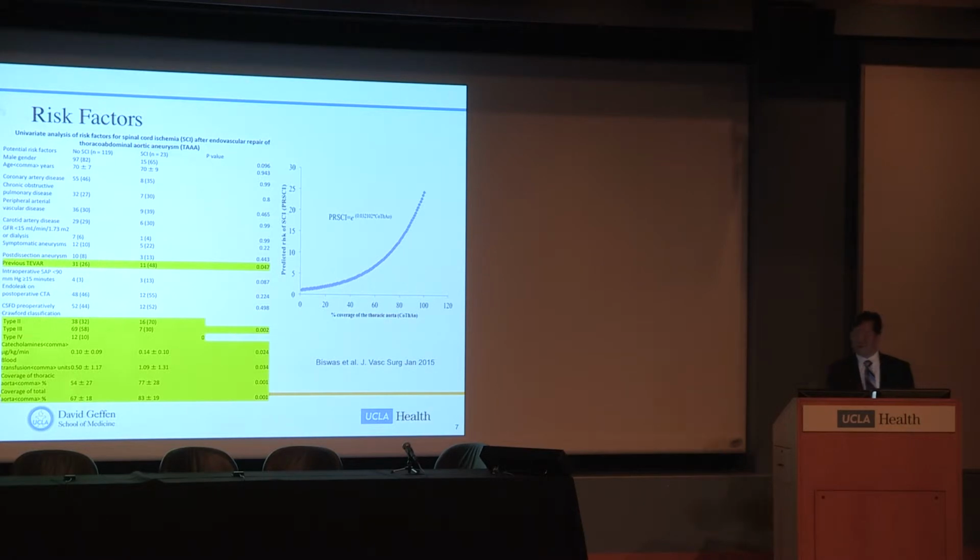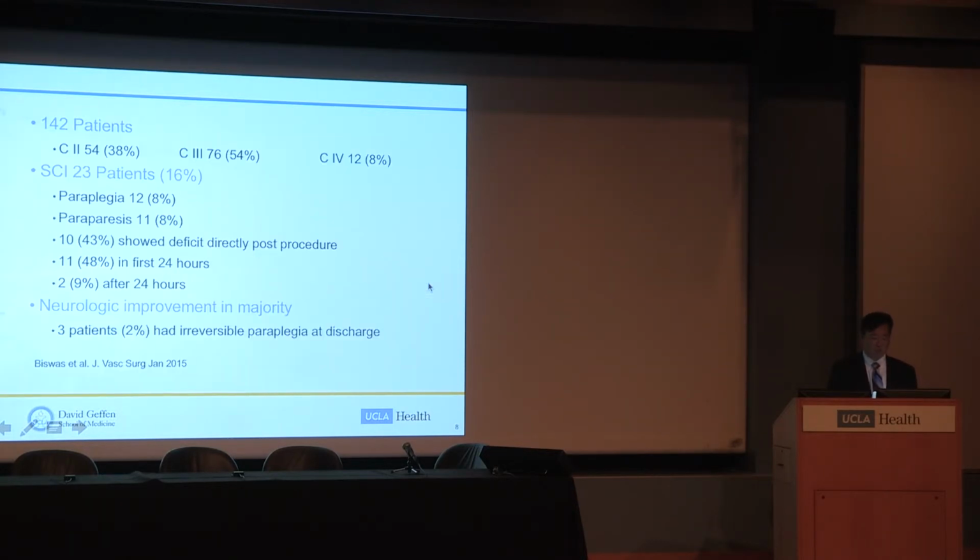The only thing that factored out in this particular series in the multivariate model, however, was zone of coverage. Everything else fell out, and the only thing that was significant was how much of the aorta covered. 100% indicative of something coming from the subclavian down to the bifurcation was associated logically with the biggest predictive risk.